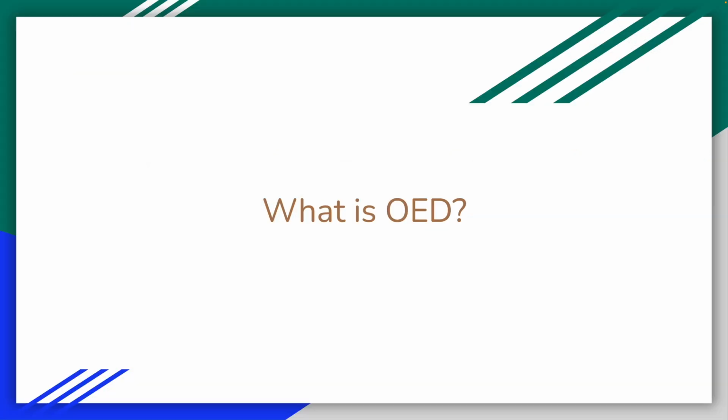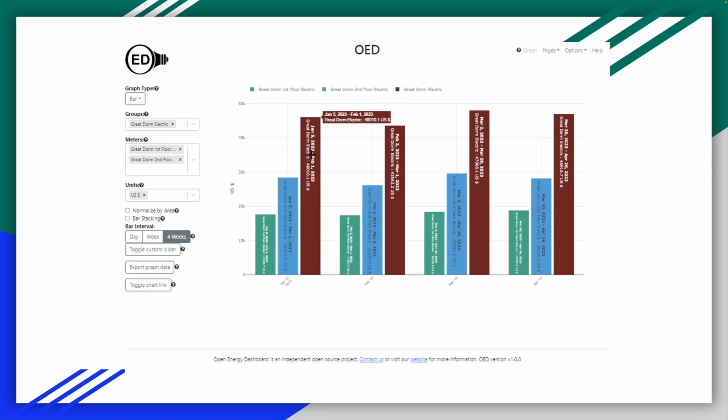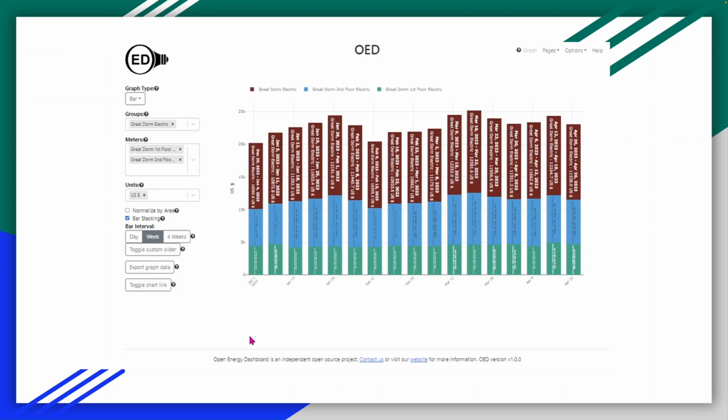Let's get started. What is OED? The Open Energy Dashboard is a free open source project that provides software to display energy and resource data in a web browser. It has many helpful features to generate several kinds of graphical displays to equip users with information about their energy usage.